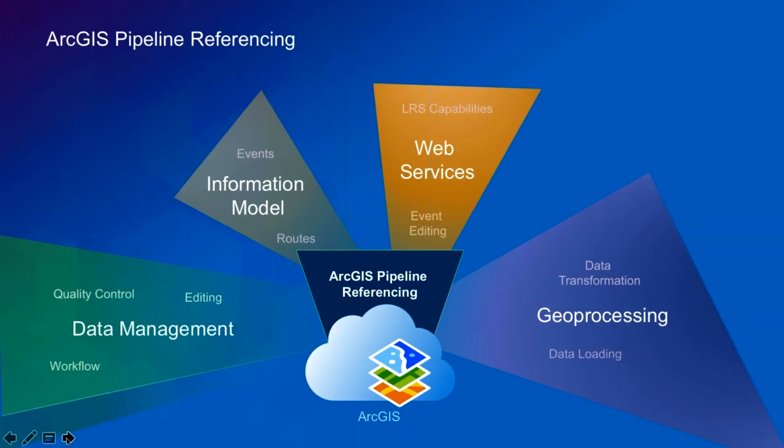We also include an extension for server that allows web services, REST endpoints exposure on the server. And this is what our event editing tool takes advantage of. It could also be used to enable other web applications to consume linear reference functionality as well. And then finally, a number of geoprocessing tools that can be used for bulk data loading, data transformation. Basically anything you can do with a single click in the desktop editing environment, you can do in batch through our geoprocessing tools, which then can be consumed inside of, say, a Python application or a model builder application.